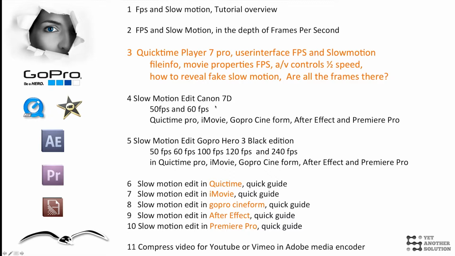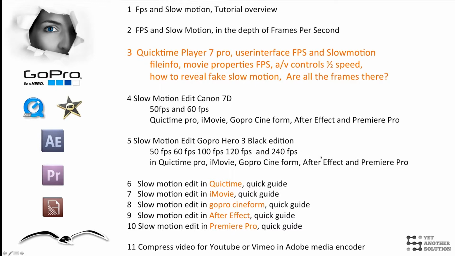But I'm going to give you some quick information about tutorial number 4 and number 5. In number 4, we are going to do slow motion with video shot with the Canon 7D, and in tutorial number 5 we are going to do slow motion with video shot with a GoPro Hero 3. As you can see, we have a lot of different options for frames per second: 50, 60, 100, and even up to 240 frames per second. We are going to edit in QuickTime Pro, iMovie, GoPro Cineform, After Effects, and Premiere Pro.